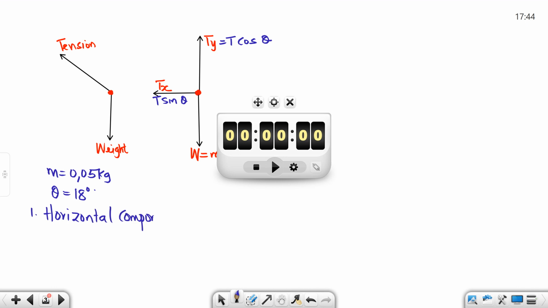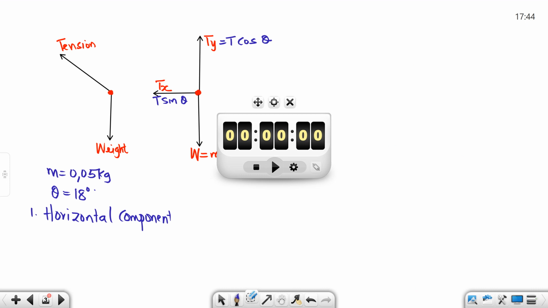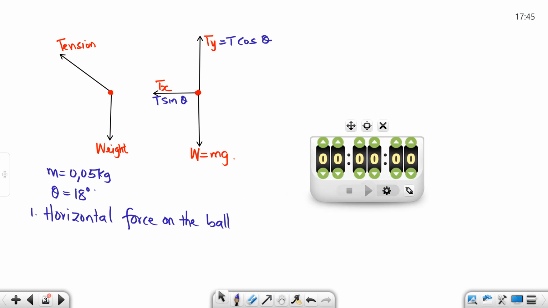Horizontal component. Let me get the full question. Calculate the horizontal force on the ball. Everybody, 3 minutes, 30 seconds now. Quickly. I have done most of the work for you. This is grade 11. Let's try. Horizontal force on the ball.